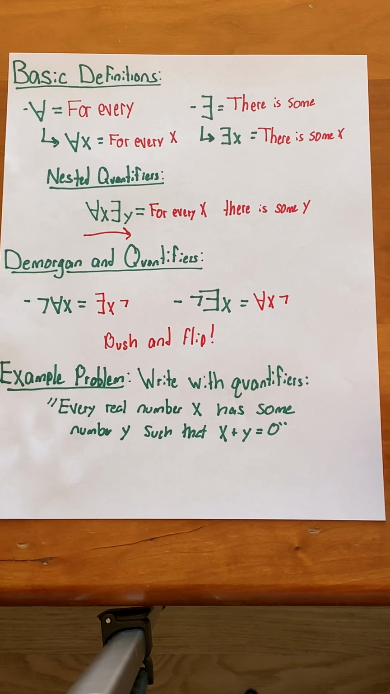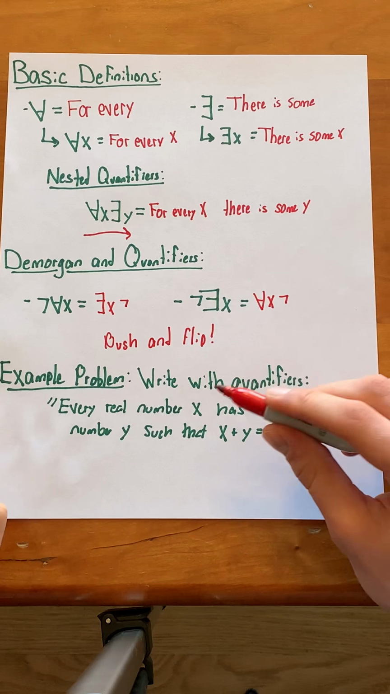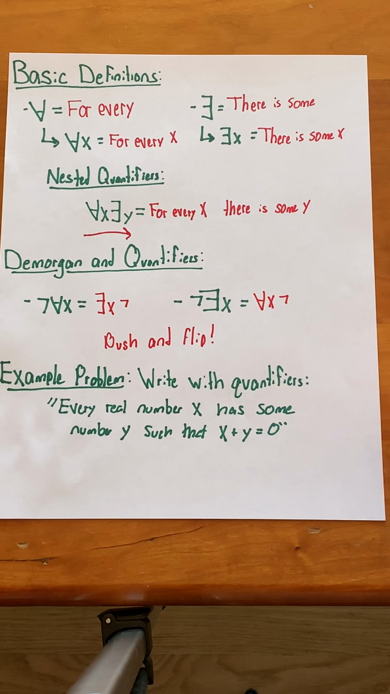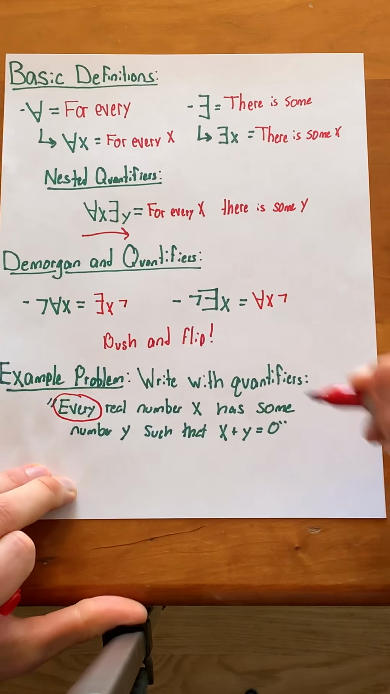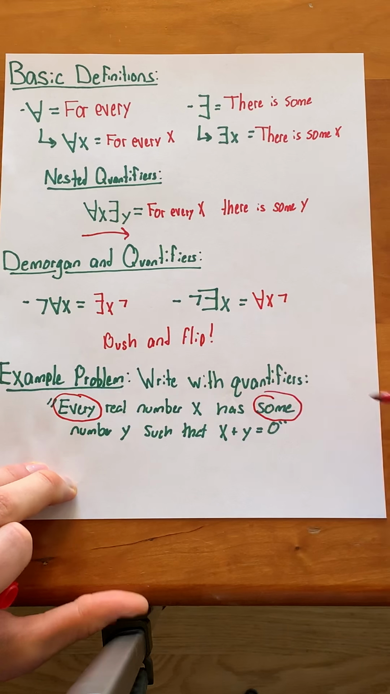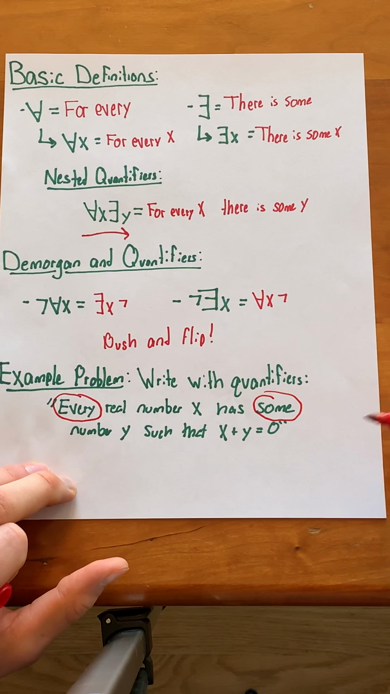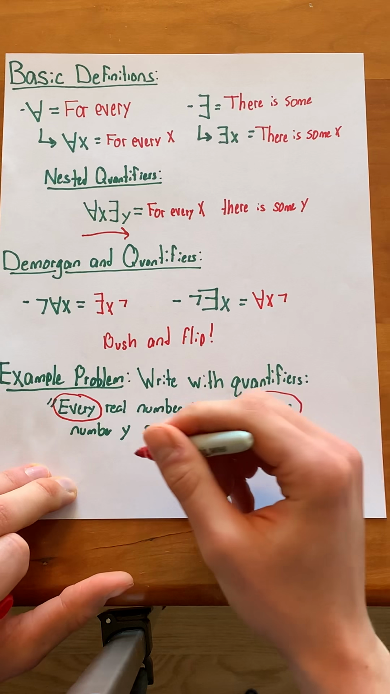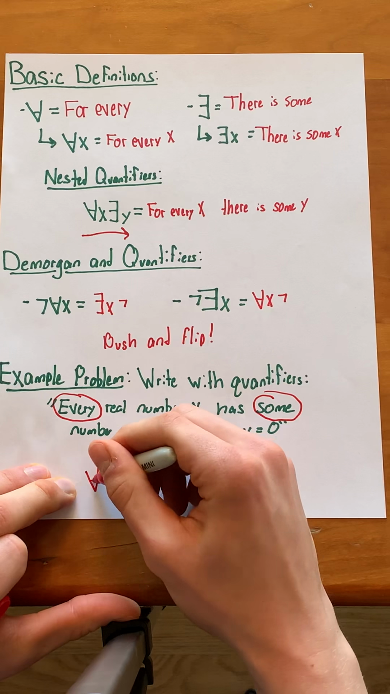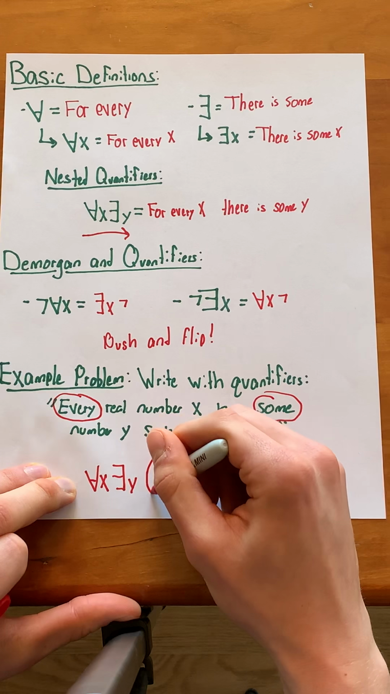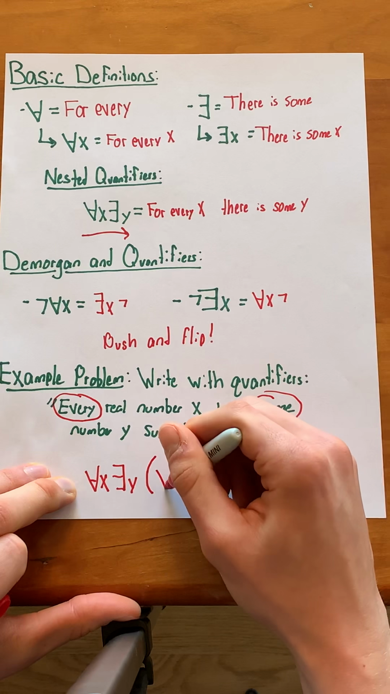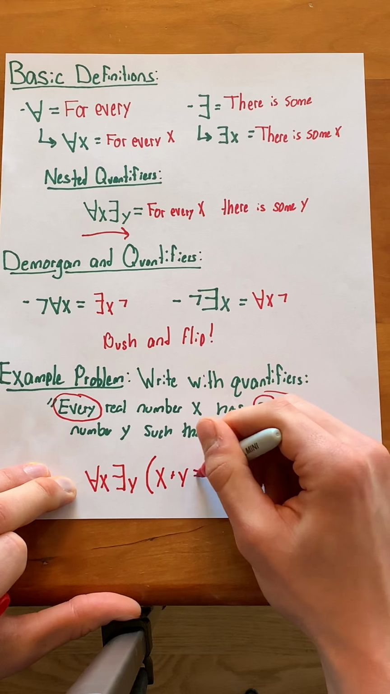Let's now move into an example problem. Suppose we want to write the following English statement in terms of quantifiers. Every real number x has some number y such that x plus y equals 0. To start, let's pull out the quantifier statements. That would be every and some. We know that every is a universal quantifier and some is an existential quantifier. So we could write this as for every x, there is some y, where the parentheses denote such that x plus y equals 0.